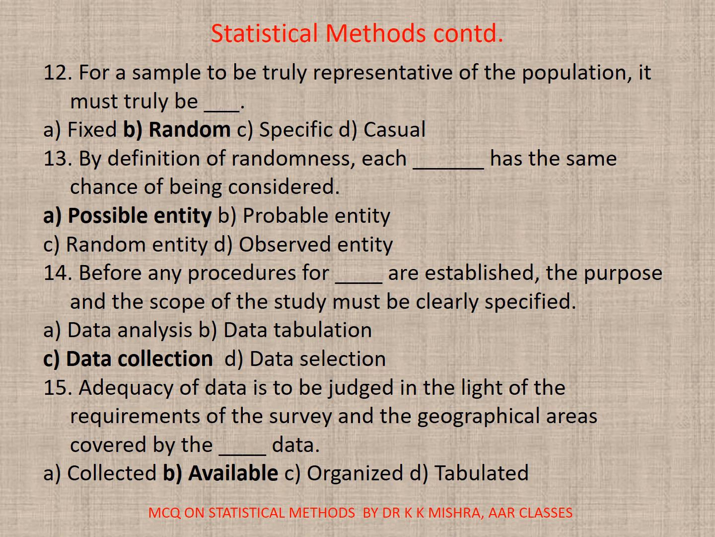15. Adequacy of data is to be judged in the light of the requirements of the survey and the geographical areas covered by the dash data: A. Collected, B. Available, C. Organized, or D. Tabulated. Here correct option is B.